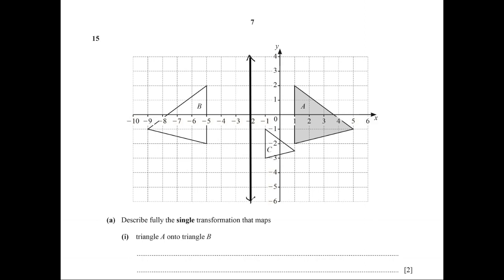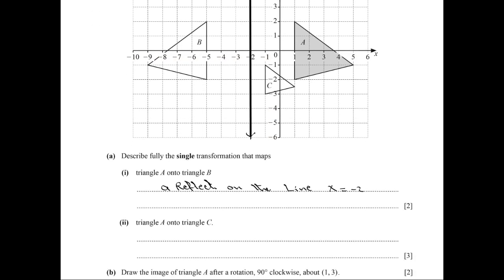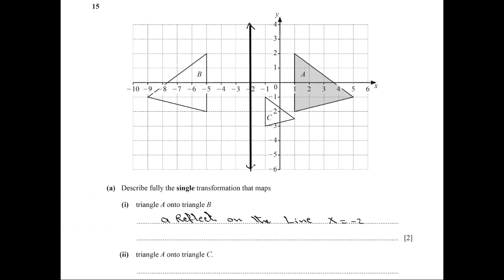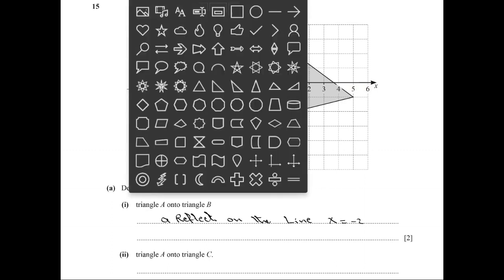Again, describe fully: a reflection on the line x equals negative 2. This is the first question for transformation. The second question is triangle A onto triangle C. Triangle A onto triangle C is an enlargement problem.